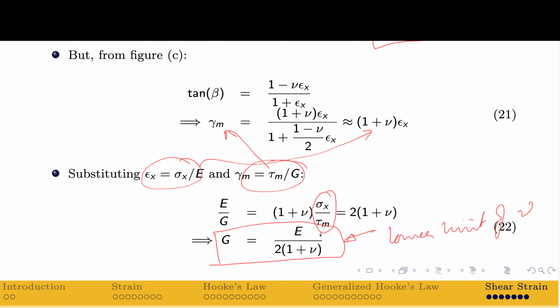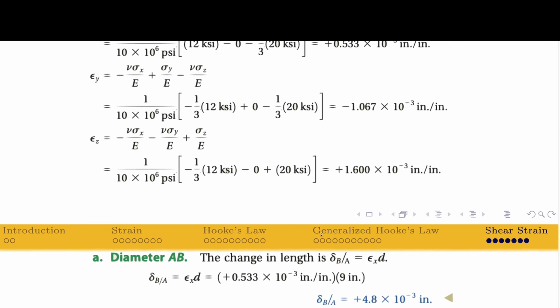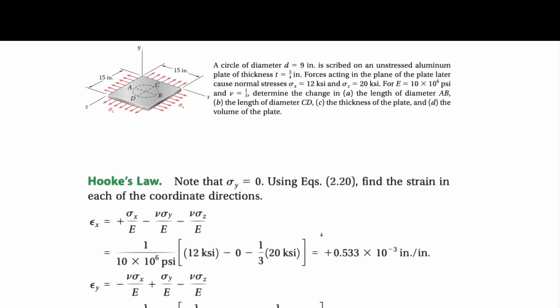Okay, so let us solve one problem, and after that this class will finish. So in this problem we have a circle of diameter d. It is inscribed on an unstressed aluminum plate of thickness 3 by 4 inches. The forces are acting in the plane that cause normal stress sigma x and sigma z. So sigma y is 0. Elastic modulus is given to you, Poisson's ratio is given to you. Find the change in the length of the diameter, another one, the thickness of the plate and the volume of the plate. So all these quantities are written. And this question tells you that you have to use the generalized Hooke's law over here.